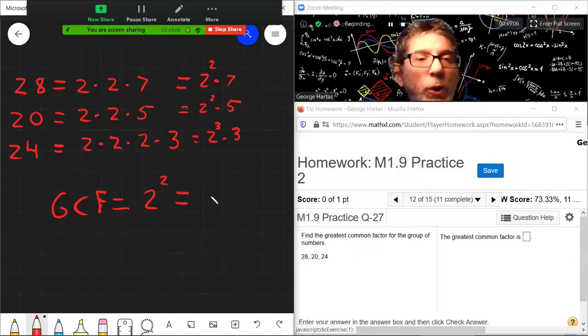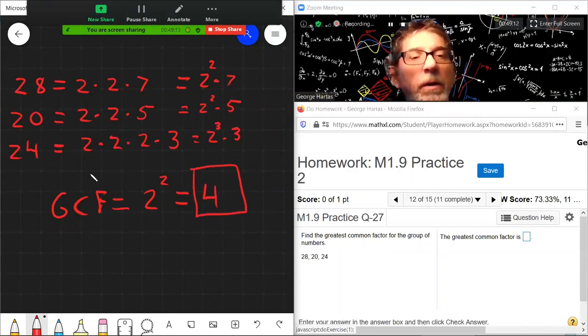And what is 2 to the 2nd power? Well, 2 times 2 is 4. And that makes sense, right? 4 is the biggest number possible that divides into all these. Let's try 4 and see if it works.